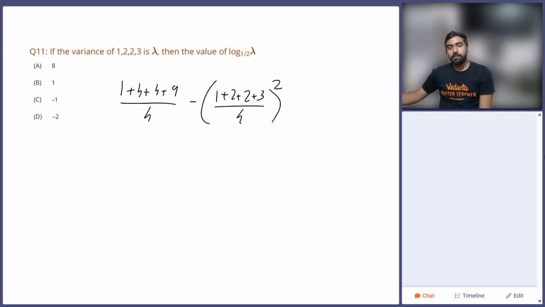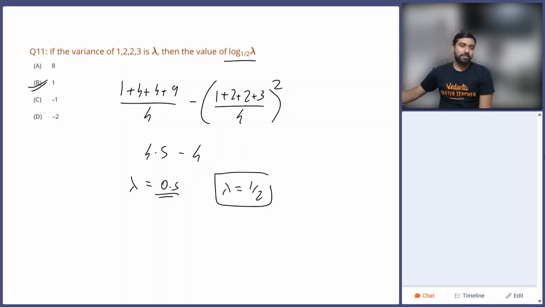So what is this? That's 18 by 4, that's 4.5, minus what do you have? 8 by 4, which is 2, whose square is 4. So 4.5 minus 4 is equal to 0.5. Lambda will be 1 by 2. So what is log of 1 by 2 to the base 1 by 2?